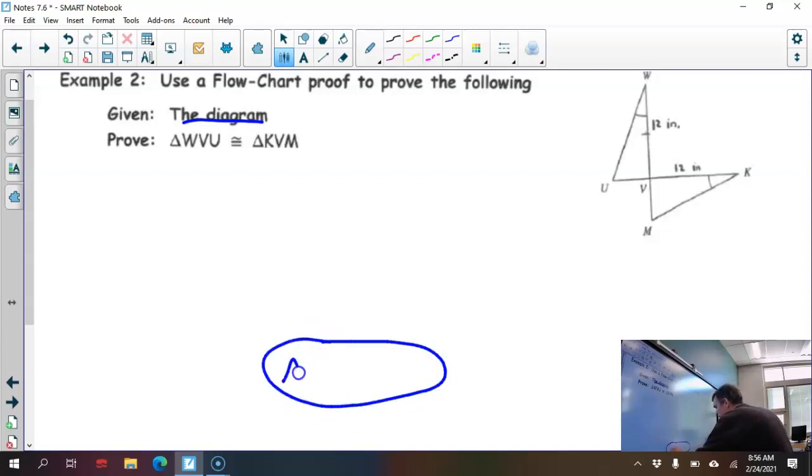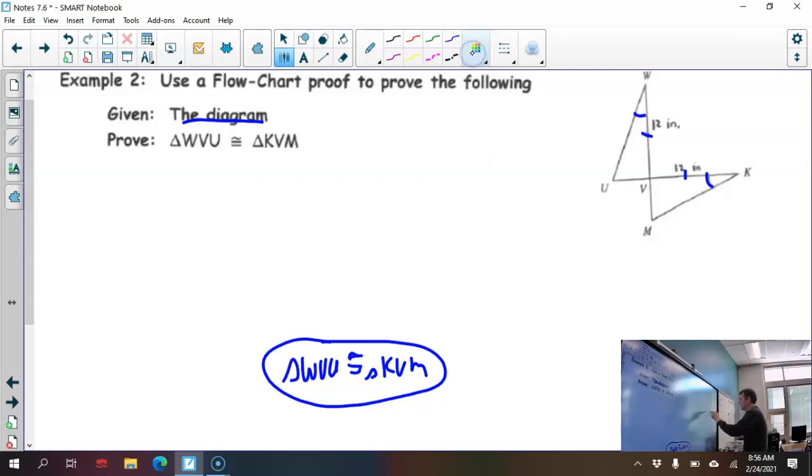I know that this bottom circle is going to be triangle WVU is congruent to triangle KVM. I don't know why yet, but I'm going to look at my diagram over here and see if I can work this out backwards. So I know I have an angle equal to an angle. And since these sides are both 12 inches, I know they're equal. Is there anything else? Oh, I see it.